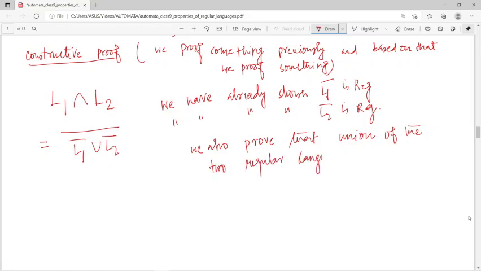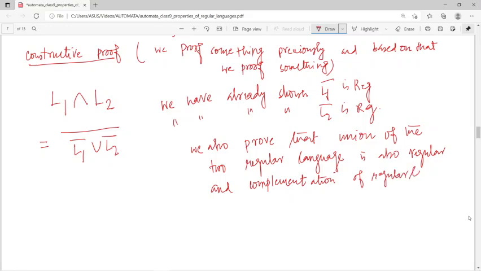We also proved that the union of two regular languages is regular, and complementation of a regular language is also regular. If this happens, then of course L1 intersection L2 is also regular, because we can express it in that particular form. That is a constructive proof. You can prove it like that.